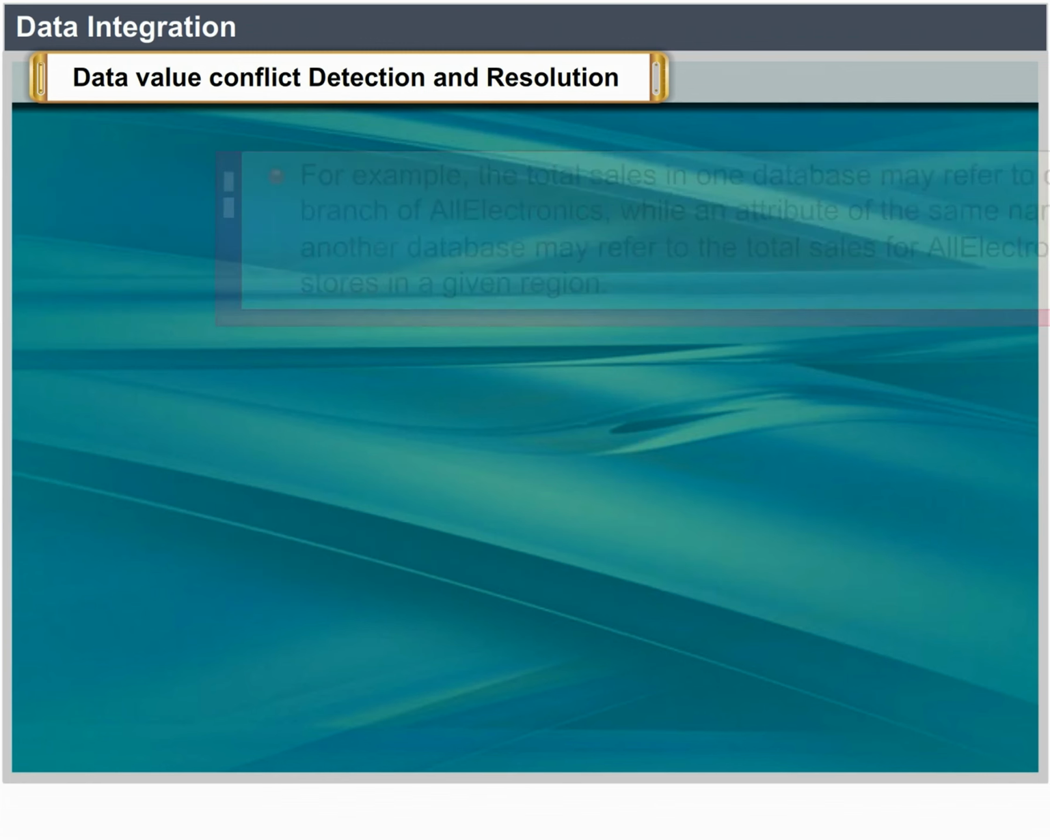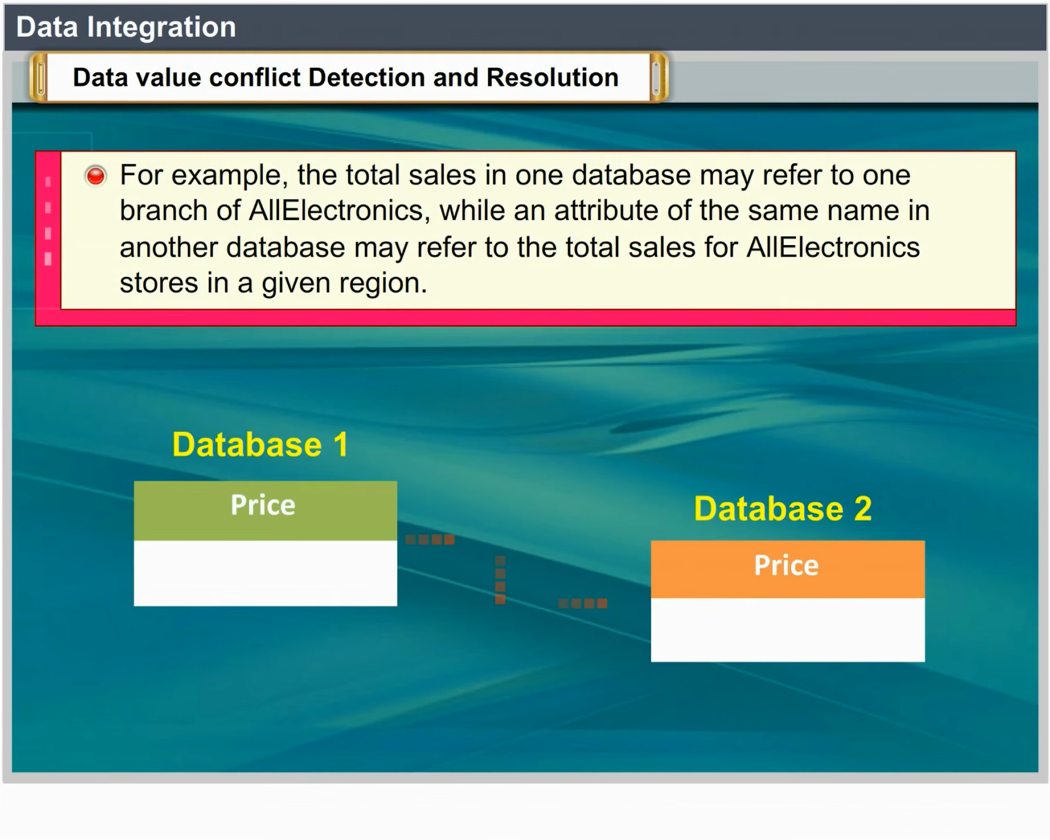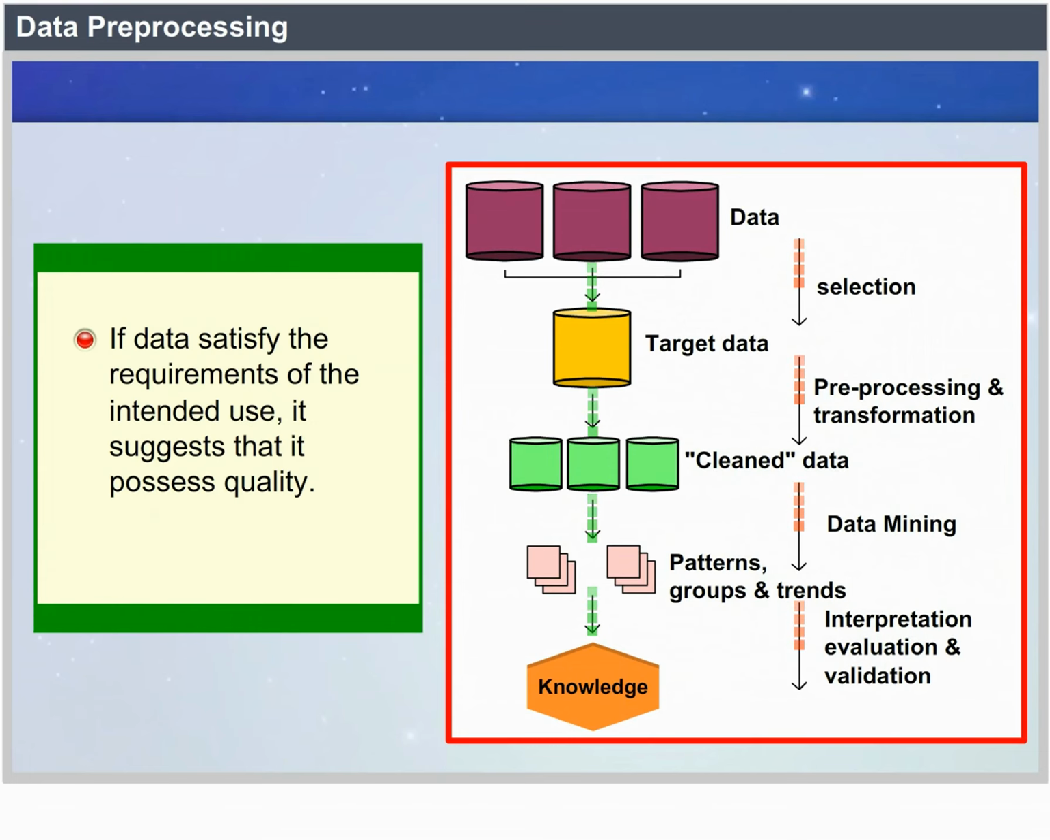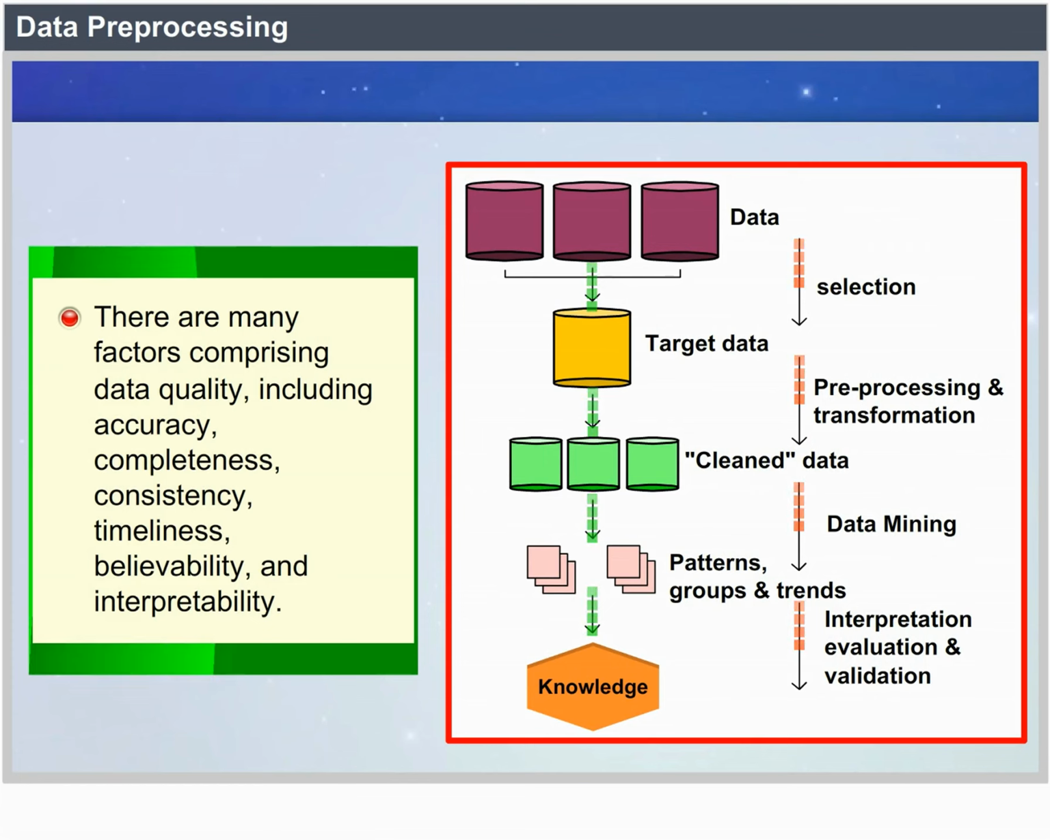For example, the total sales in one database may refer to one branch of AllElectronics, while an attribute of the same name in another database may refer to the total sales for all AllElectronics stores in a given region. Data preprocessing. Data have quality if they satisfy the requirements of the intended use. There are many factors comprising data quality, including accuracy, completeness, consistency, timeliness, believability, and interpretability.